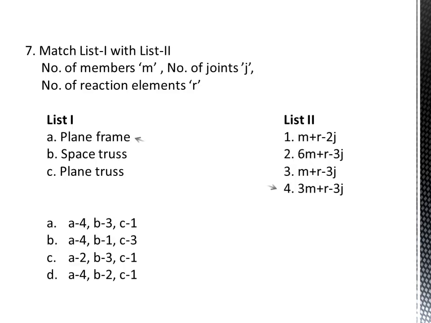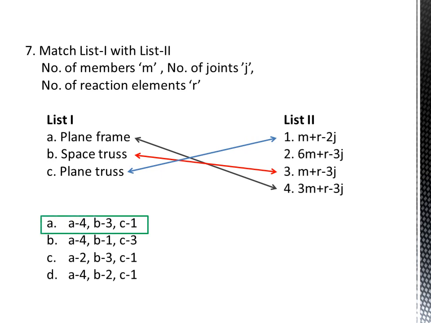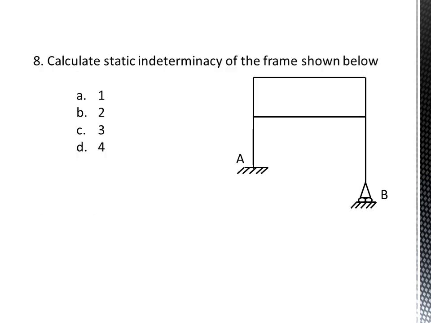So the answer for this match the following question will be like this. Option A will be correct. Now let's see the 8th question. Calculate static indeterminacy of the frame shown below. We have the options: option A 1, option B 2, option C 3 and option D 4.